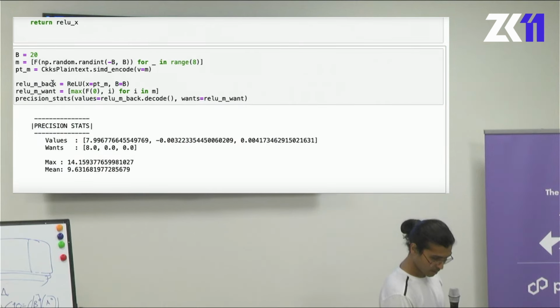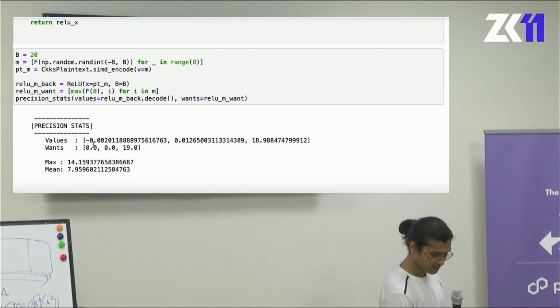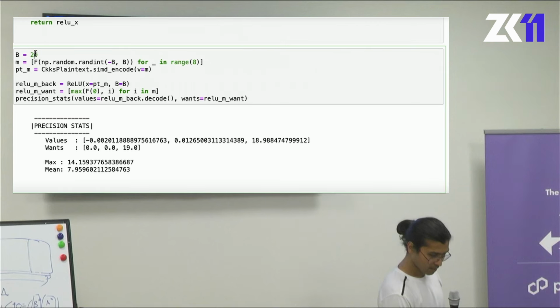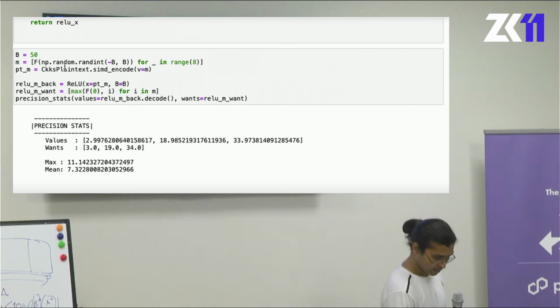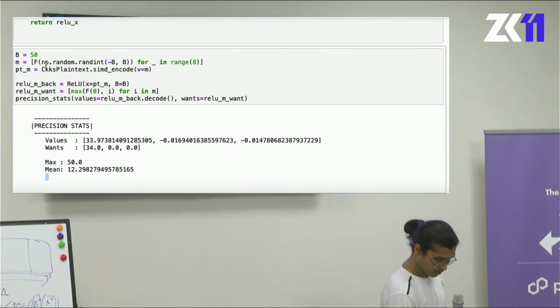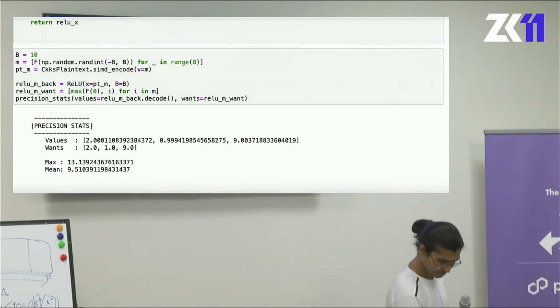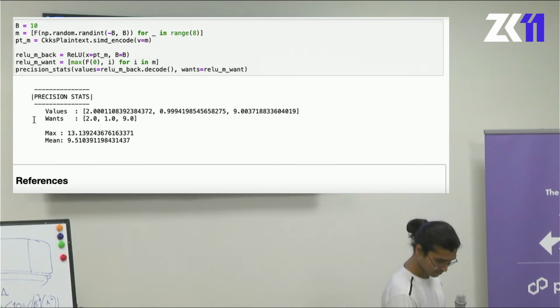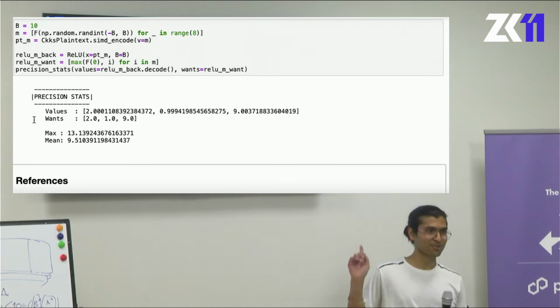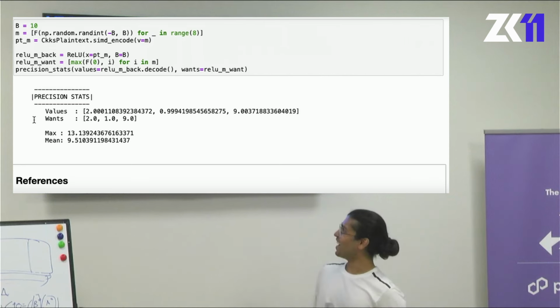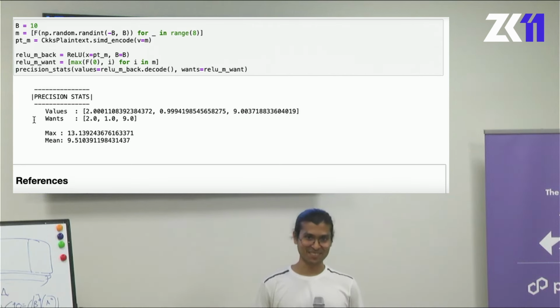Now you would notice that for the range of -20 to 20, if b is 20, the precision is 7 bits. But if I increase the bound to, let's say, 50, the precision is 12, but it should decrease. There's something wrong here, but the precision should decrease. As the bound increases, the precision should decrease.